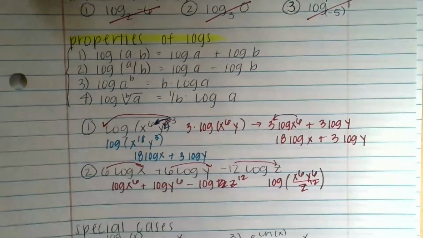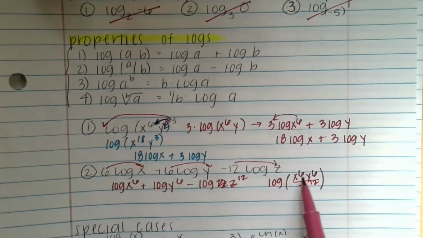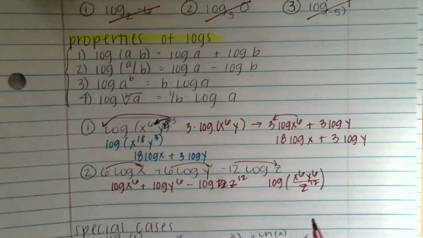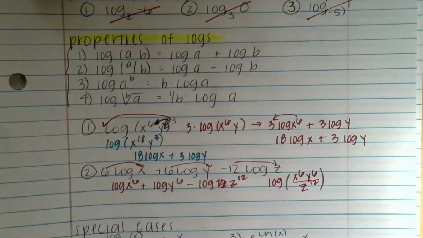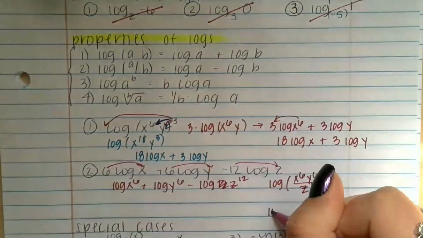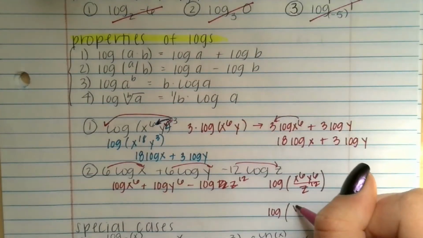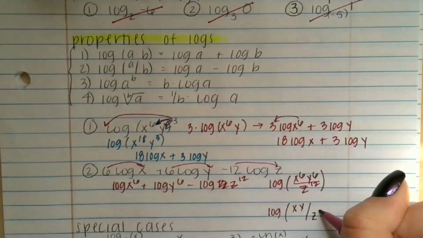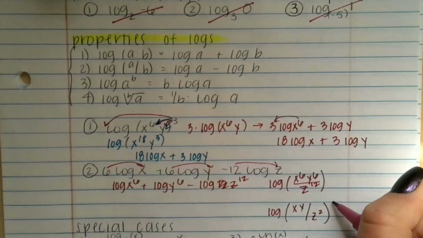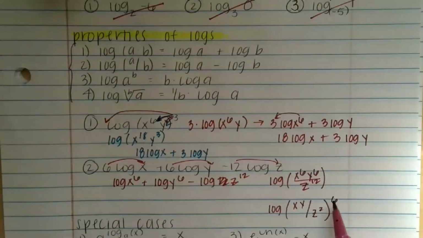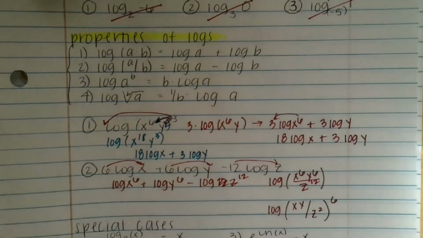And we can actually split this up even more, since all of these exponents have a 6 in common. We can actually take out a 6. So this becomes log of x times y divided by z squared, all to the 6. Because if you were to distribute this 6 back in, you get x to the 6, y to the 6, and then z to the 12. Okay? It's no big deal. They both do the same thing.